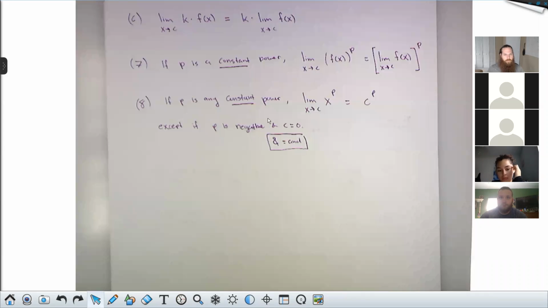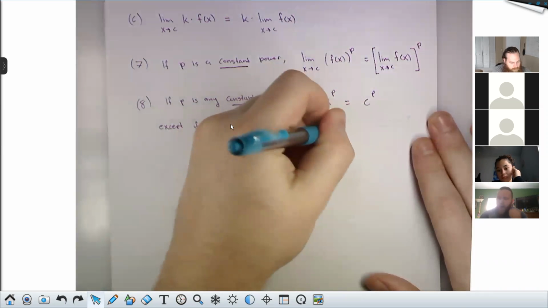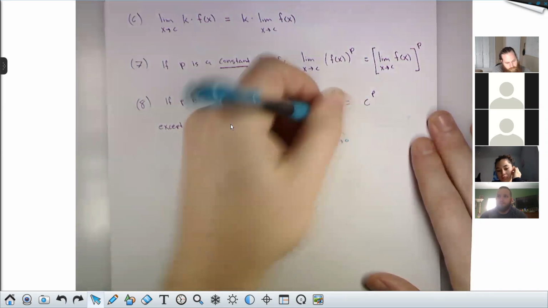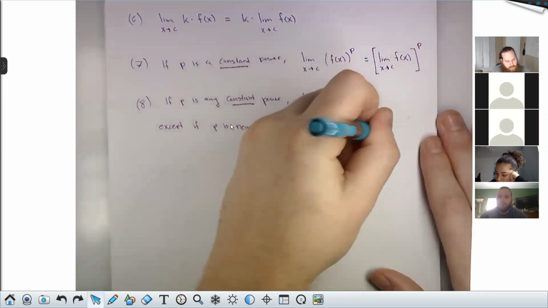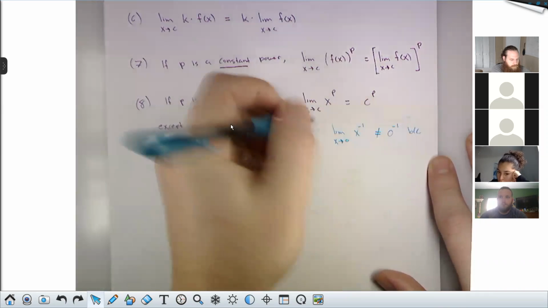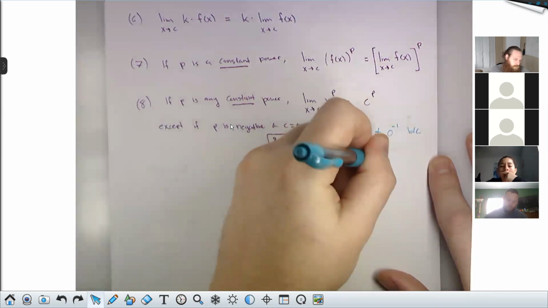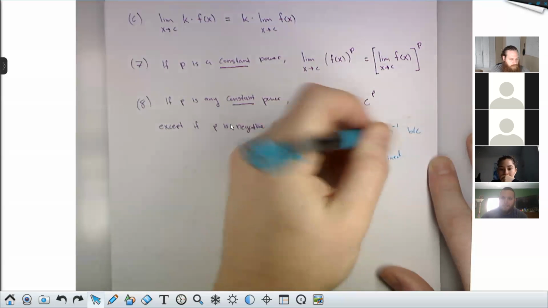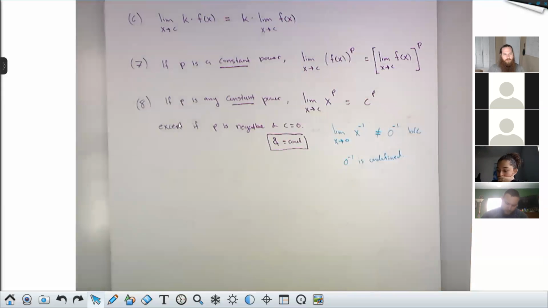So if the power is negative and the place you're trying to take the limit, c, is 0, right, then an explicit example here would be the limit as x goes to 0 of x to the negative first. This is not equal to 0 to the negative first, because 0 to the negative first is undefined. Right, that would be 1 over 0. So the little exception note here, I've got an explicit example of this in blue. We can't do that. But for any other number c, or any power that is positive, this game works just fine.